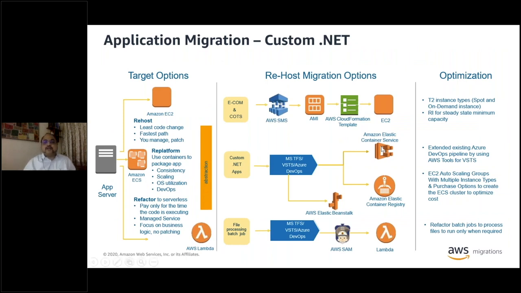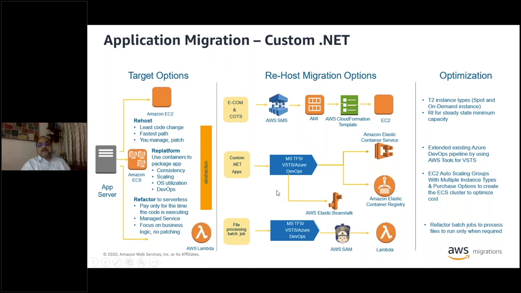So what are the rehost migration options? There are e-commerce and carts applications. If you have a carts application, you would like to integrate your SMS and put your AMIs. AMI is nothing but images of your servers, and there are CloudFormation templates used for automation, and then you put up an EC2. So any kind of commerce or carts application, you can move, use some cloud native options, and start working on deployment onto the cloud.